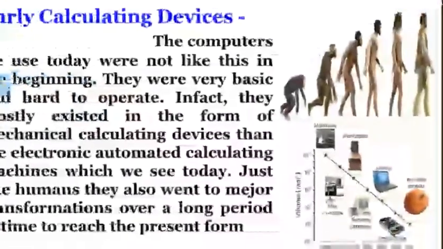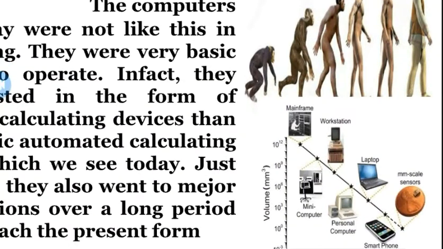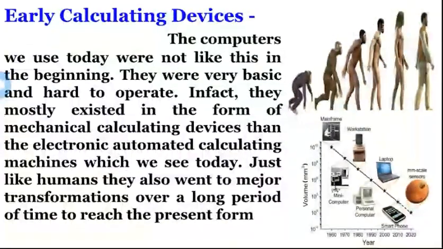Students, there are two pictures. Are you able to see? I am zooming it. In the first picture, the evolution of man is given, and in the second picture, the evolution of computer. See how the evolution of man and computer is.